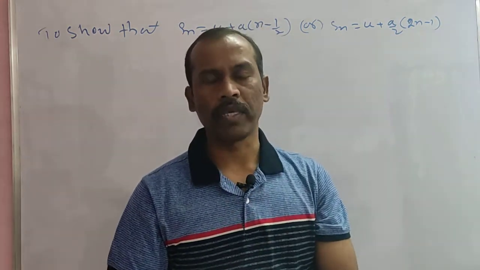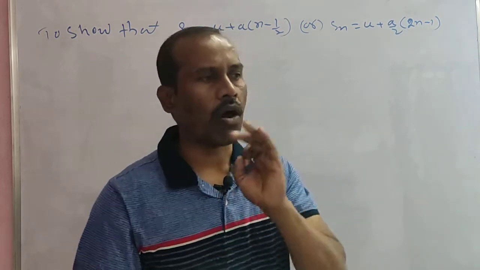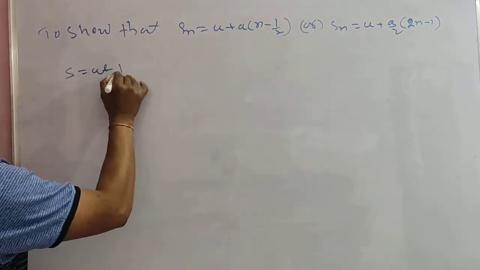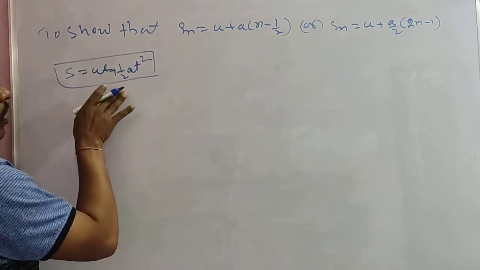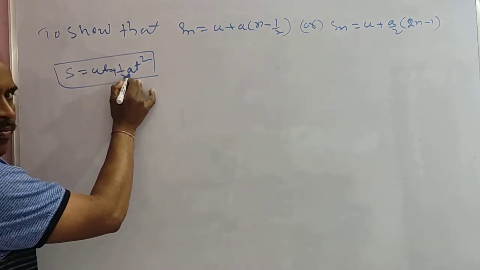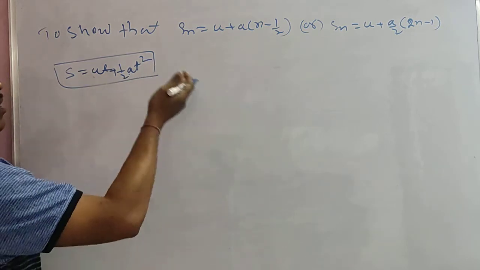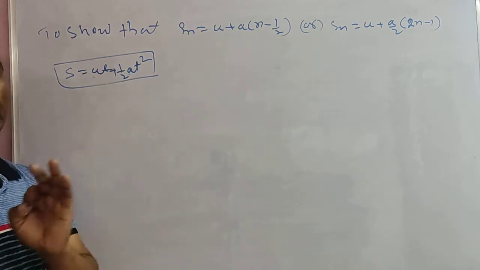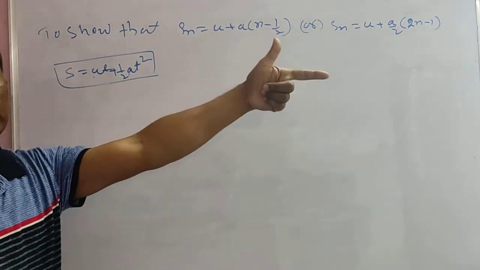With initial velocity u, the displacement of the particle is s. According to the second equation, s is equal to ut plus half at square. This is for a particle moving along a straight line with constant or uniform acceleration a, initial velocity u, and time taken t. This is the second equation of motion.